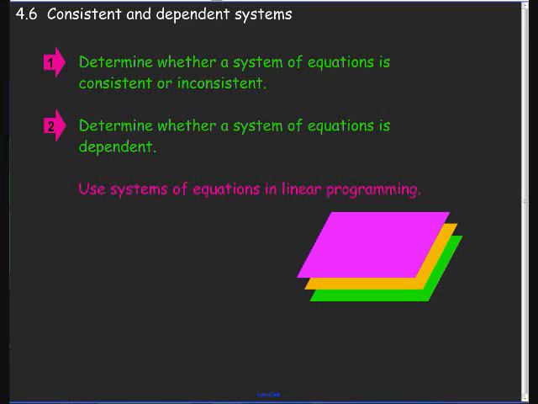Chapter 4, Section 6, Consistent and Dependent Systems. So we're going to learn what this means. We'll determine whether a system of equations is consistent or inconsistent. We'll also understand what dependent means for a system.